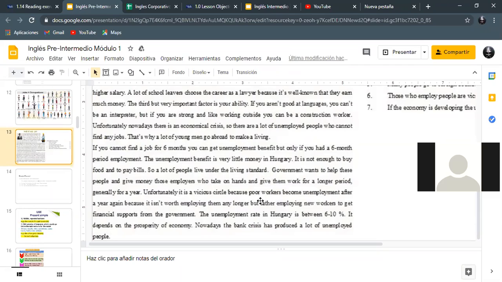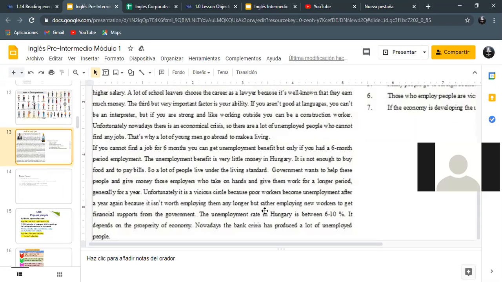Pobre. Poor workers become unemployed after a year again because it isn't worth, what is worth? No funciona. No vale la pena. Algo así es. Entonces lo que dice es de que después de un año las empresas despiden a la gente porque como ya no les van a dar beneficio, mejor contratan a uno nuevo. So that's not good.